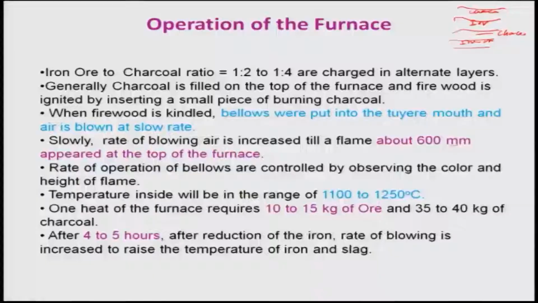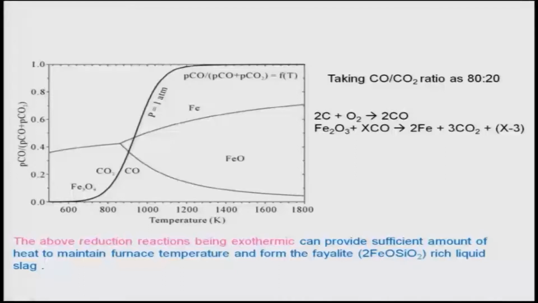After 4 to 5 hours of reduction of iron, the rate of blowing is increased to raise the temperature of the iron and slag, and then of course one can remove it. So, this operation goes on, but these are all manually driven furnaces. And we have already discussed this: carbon reacts with oxygen to give carbon monoxide, and carbon monoxide reacts with Fe2O3 to give iron and carbon dioxide.